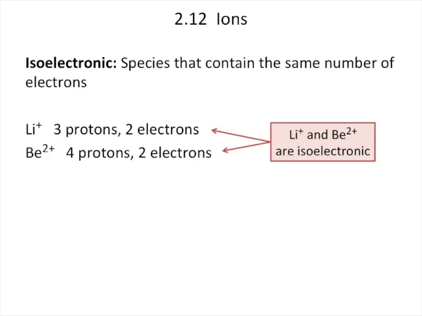I want to introduce some vocabulary here. Isoelectronic means something with the same number of electrons. So lithium plus 1 and beryllium 2 plus are both isoelectronic because while they have different number of protons, they have the same number of electrons, and that makes them isoelectronic.